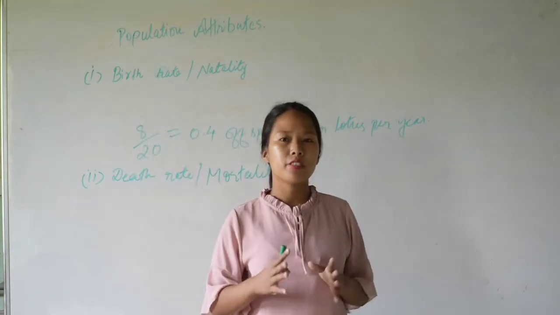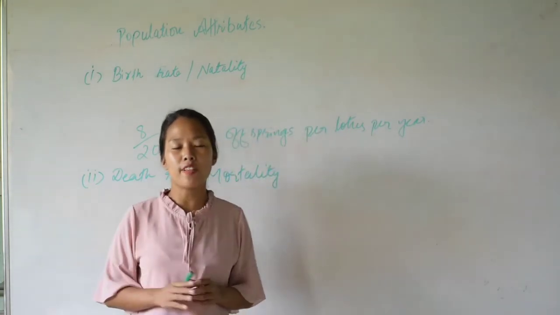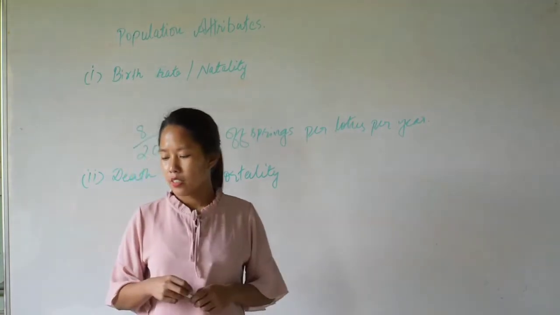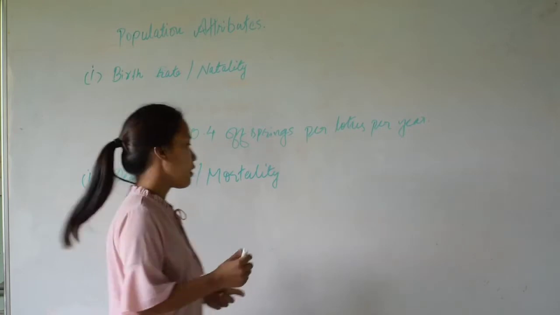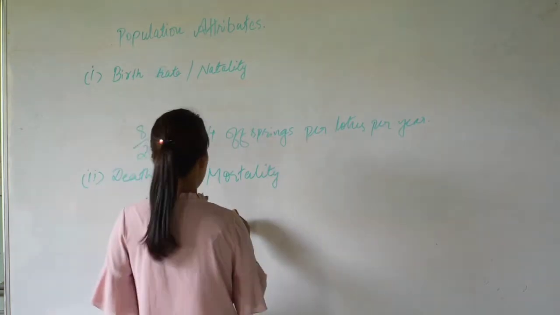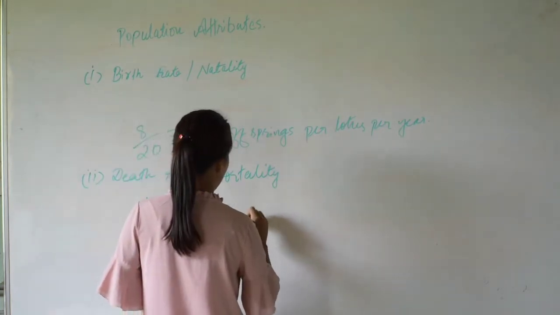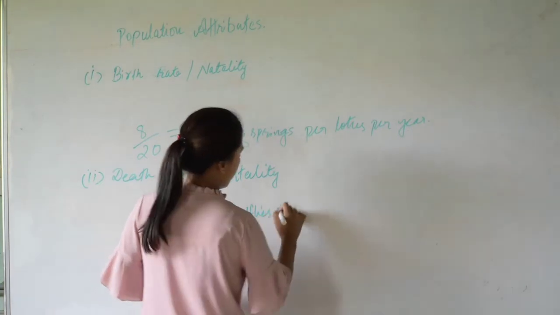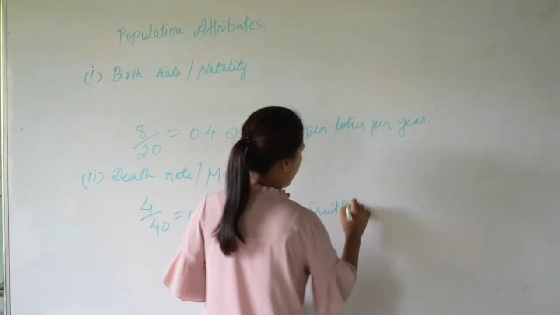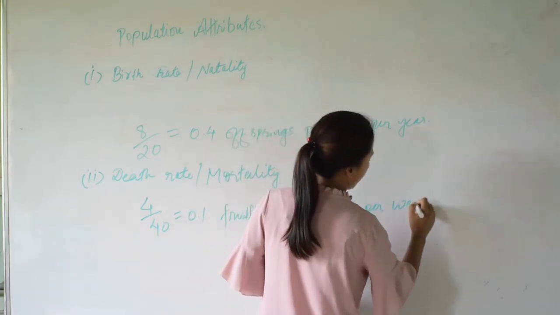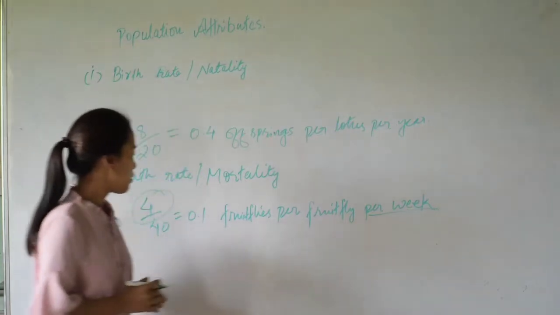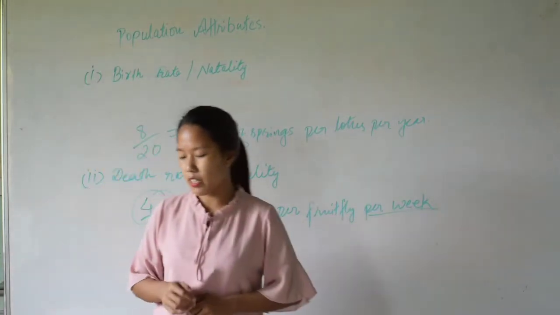An example, in a laboratory, out of 40 fruit flies, suppose 4 individuals have died. So here the death rate can be calculated as 4 by 40, which is equal to 0.1 per fruit fly per week. Suppose in a week 4 individuals die, that means we have to take it as per week. So this is how we calculate the death rate.